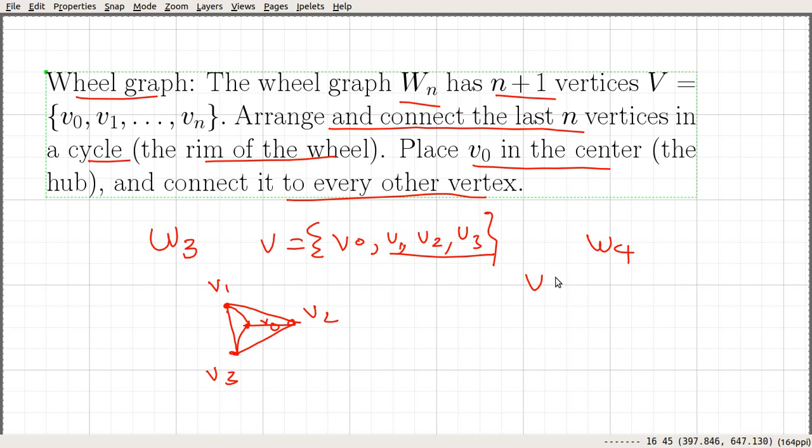Let's look into one more example, W4. W4 has 5 vertices, and let it be say v0, v1, v2, v3, v4. So this is how it is defined.